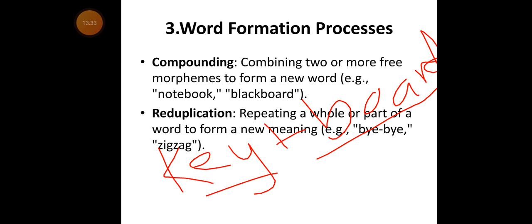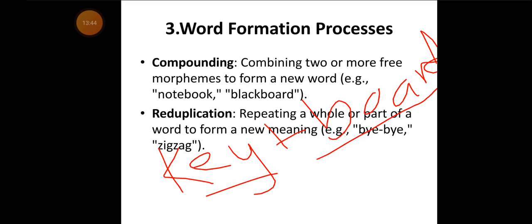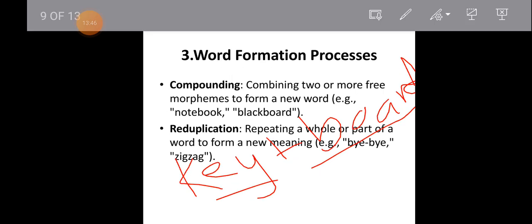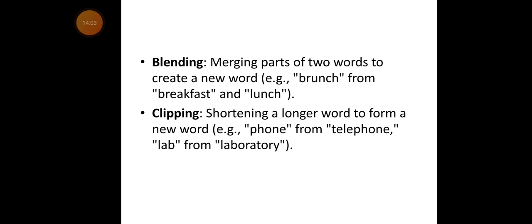Then we have reduplication. Now what is reduplication? So if you look at the word reduplication, it is repeating a whole or part of the word to form a new meaning. For example, bye and bye-bye, zigzag. So it is reduplication.